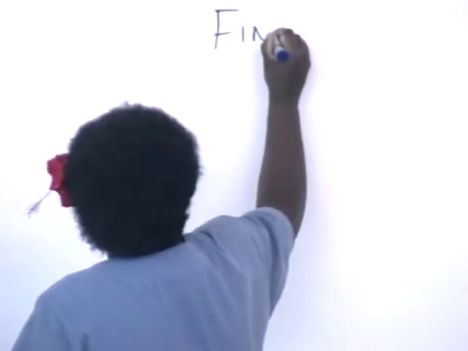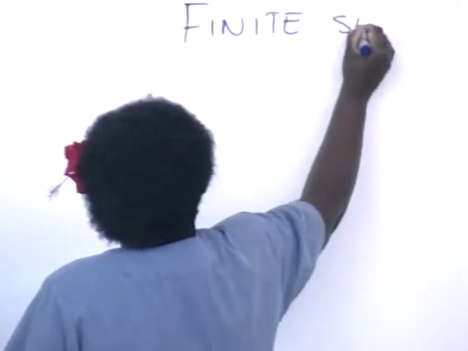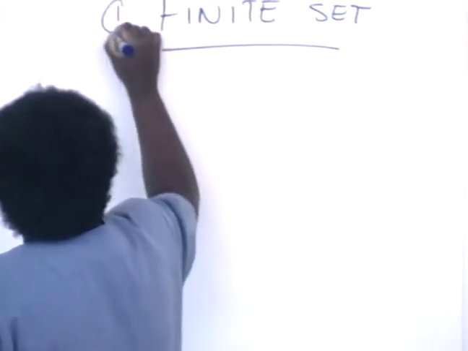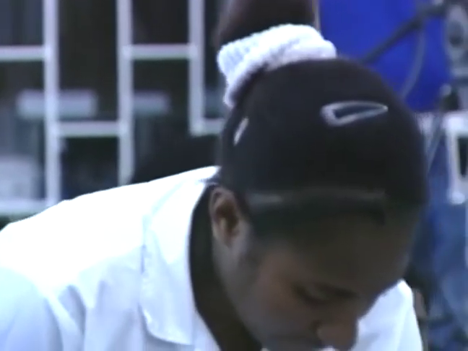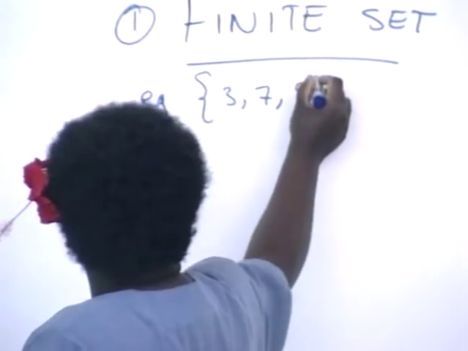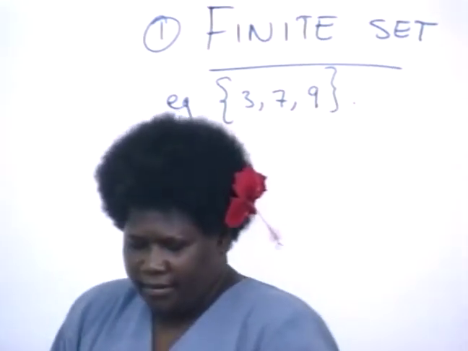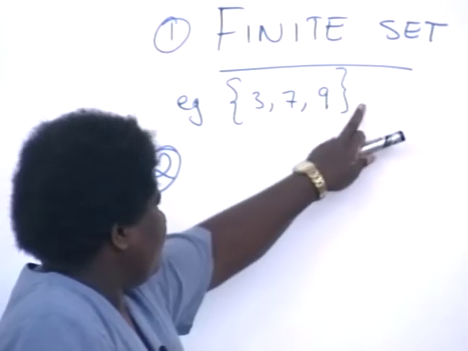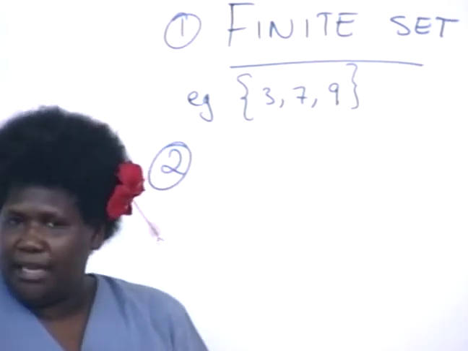A finite set. Rita, define what a finite set is. A finite set, spelled F-I-N-I-T-E. A finite set is one in which all the elements are listed, for example, 3, 7, and 9 in brackets. All the elements are listed. For instance, 3, 7, and 9, okay? So that's an example of a finite set where all the elements can be listed down.